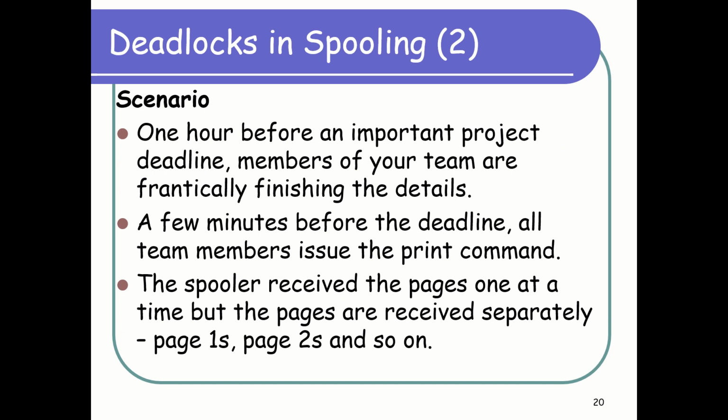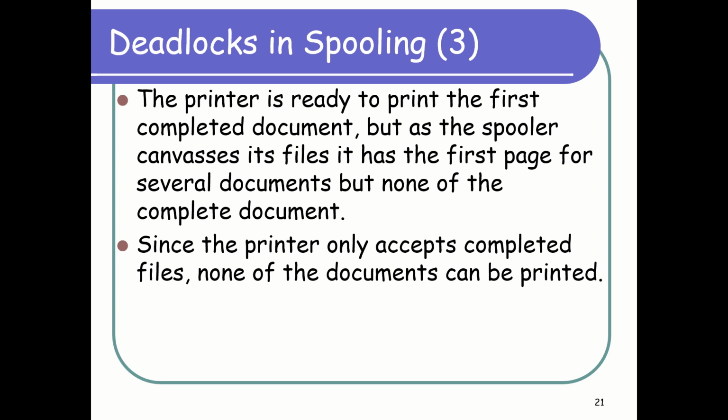The spooler receives one page at a time, but the pages are received separately, page 1, page 2, and so on. This is only pages, but never a completed job, never a completed print. So the printer is ready to print, and you have P1, P2, P3, P4 sent to the temporary storage. The temporary storage has page 1, page 2, page 3, page 10, and so on.